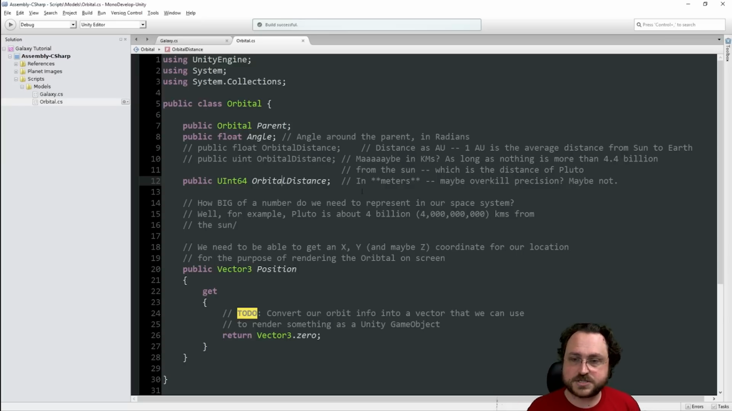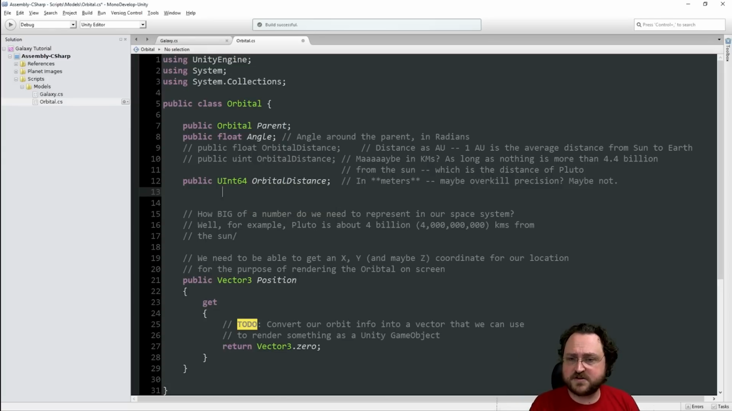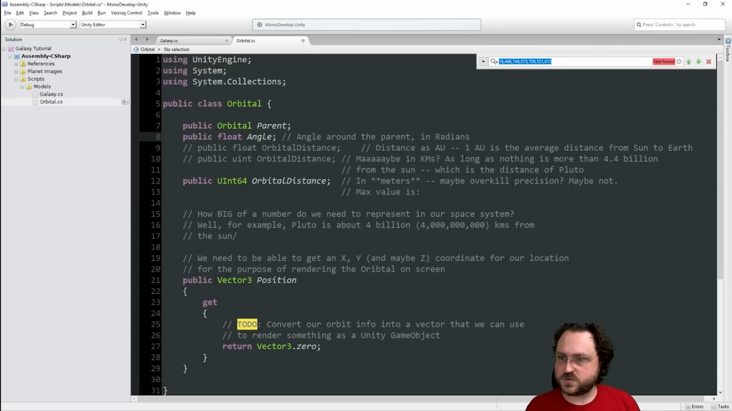Irrelevance. Okay, so this means we can track our distance in meters. Cool, fun. What's the maximum number of this? Max value is, I have that open. It's a giant number. It's awesome. Thank you very much.